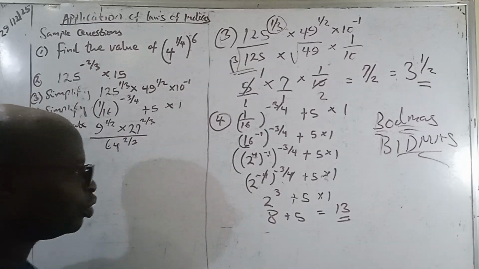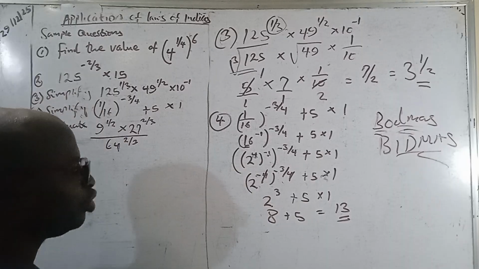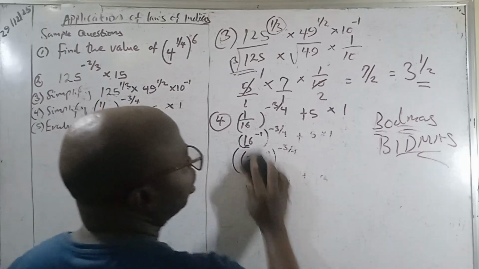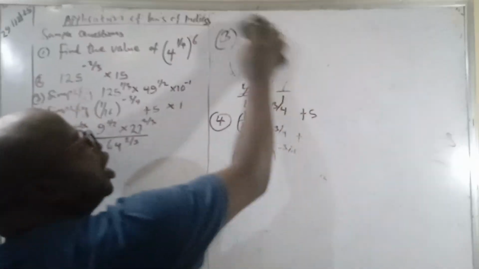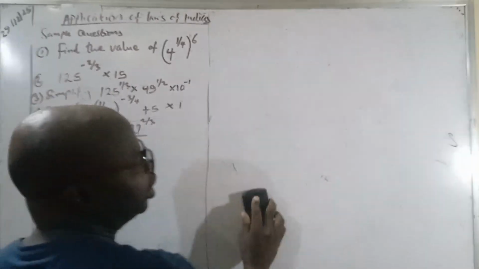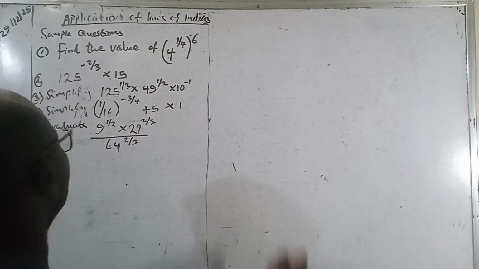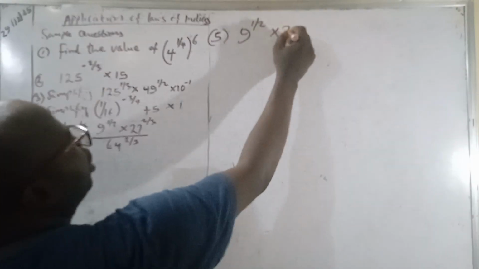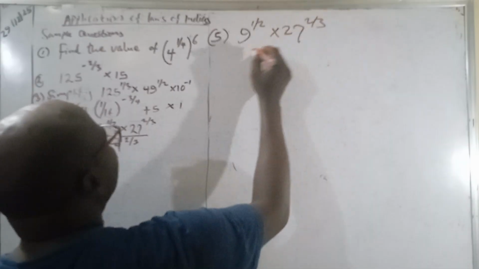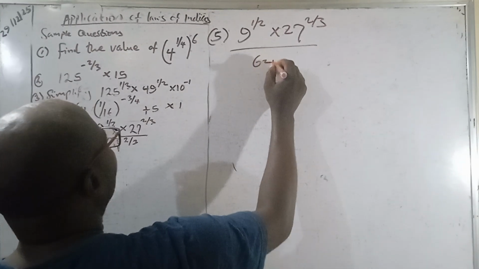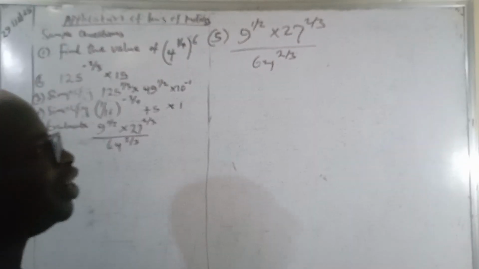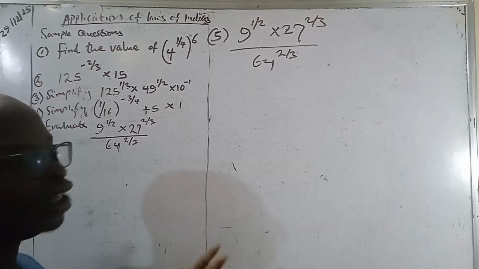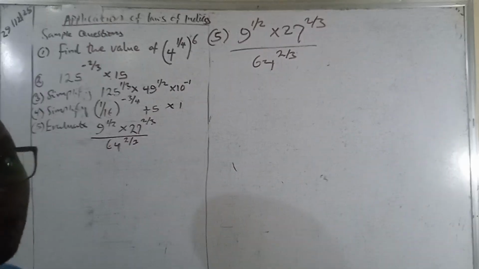Okay, let's see how to solve the last question for the day. So I cleaned the board once again. I hope you are enjoying. I hope the explanation is clear enough. The last one now, we are to evaluate 9 raised to power 1 over 2 multiplied by 27 raised to power 2 over 3 all over 64 raised to power 2 over 3. Like I said, don't try to guess what the answer will be before you start solving. Just look at the question and apply what you know to the questions.